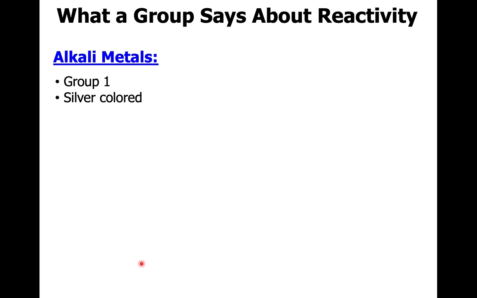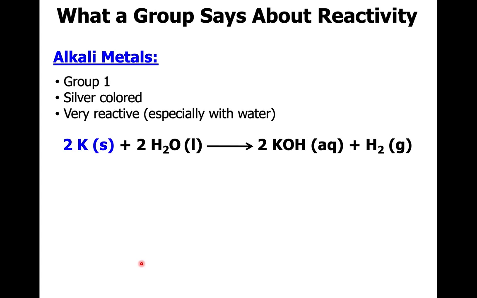All right, and we'll talk just a little bit about reactivity. The alkali metals, the first column on the left in the periodic table, group 1, are silver colored, and they're very reactive with water. Here's an example of the reaction between water and potassium. This reaction is very exothermic, and we haven't talked about that term yet, but it means that it releases a lot of heat. So you have a reaction that gets really hot, and at the same time you're producing a gas which is really flammable. And so this usually starts a fire when you add potassium to water.